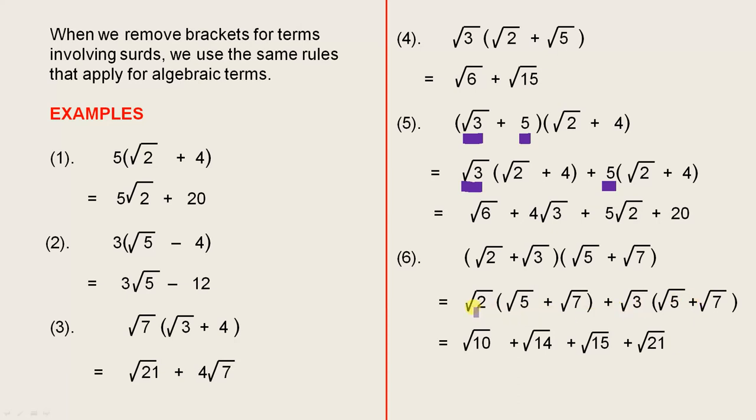When we multiply the square root of 2 by those two terms, we get that. Of course, that's the square root of 10, and that's the square root of 14. And when we multiply the square root of 3 by those two terms, we end up with that. So they're not like terms, so that's the answer.